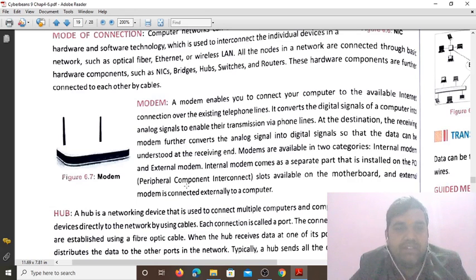PCI is called the Peripheral Component Interconnect slots available on the motherboard. An external modem is externally connected to a computer. Suppose your computer does not have an internal modem, so you have to purchase an external modem, and with the help of that only you will be able to establish communication over the network, the internet.